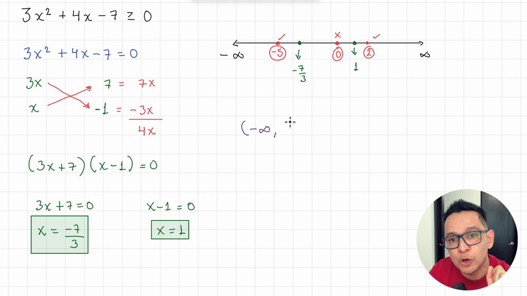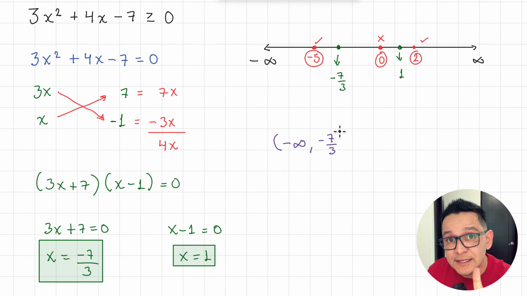Then we put a comma, and now we're going to write this root, right? Which would be negative 7/3. Why am I writing this negative 7/3? Because we agreed that for this interval, it does work, right? In this case, start thinking. Are we going to use parentheses or brackets? Very good. We're going to use brackets.